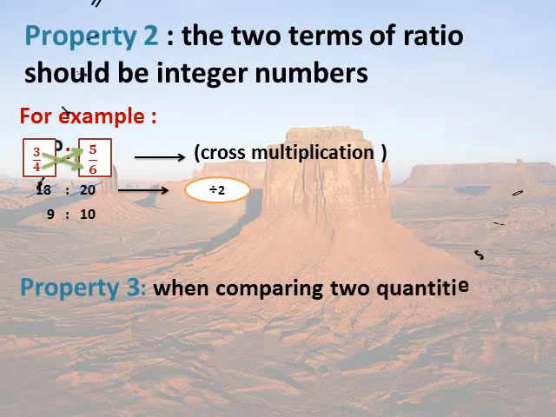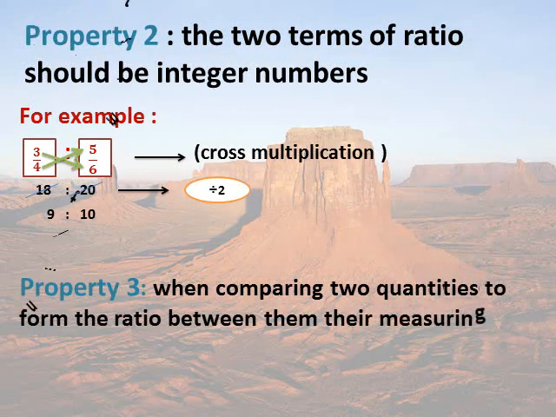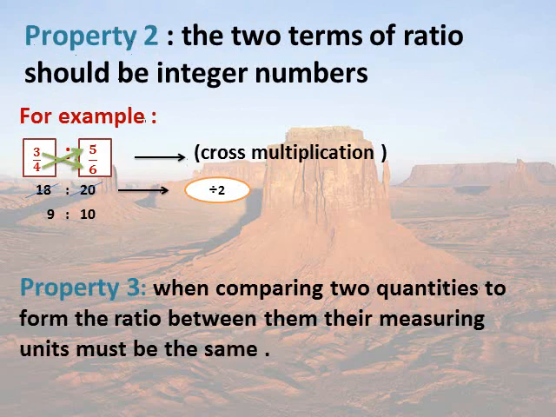Property 3: when comparing two quantities to form the ratio between them, their measuring units must be the same. As we know, we can't compare or get the ratio between centimeters and meters, or between kilograms and grams. The two terms of a ratio must be the same kind of quantity with the same unit.